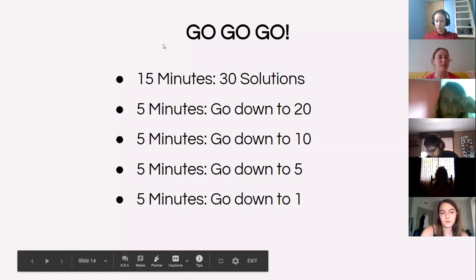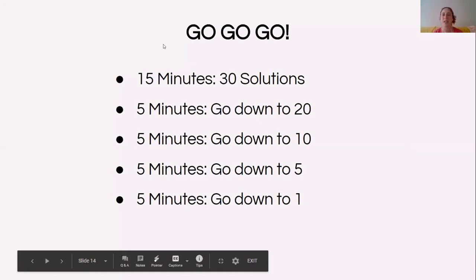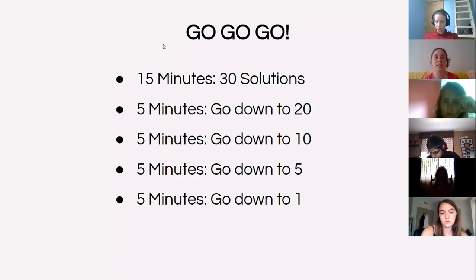And here it just says, go, go, go, because basically I'm going to give you the first 10 to 15 minutes to find up to 30 solutions, at least 30. I want you to go higher than that if you can. Then you'll have 5 minutes to look at those 30 and say, okay, which ones are too crazy or too boring? You take those out. You have 5 more minutes to go down to 10. You say, okay, which ones would be more technologically feasible, more affordable, makes more sense, etc.